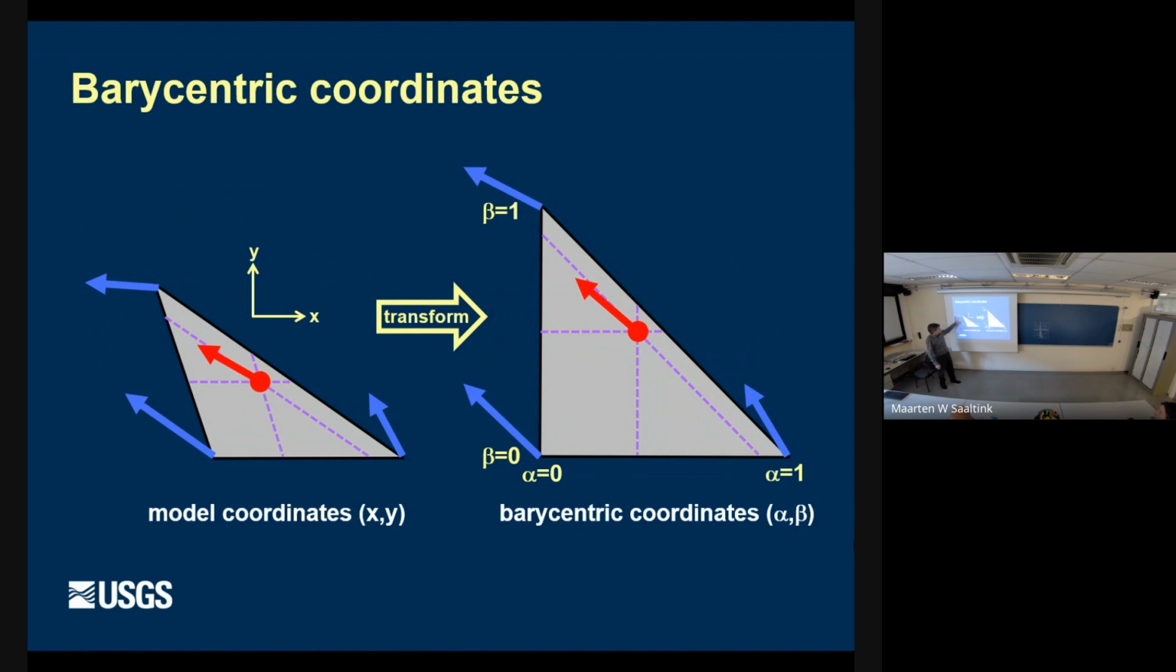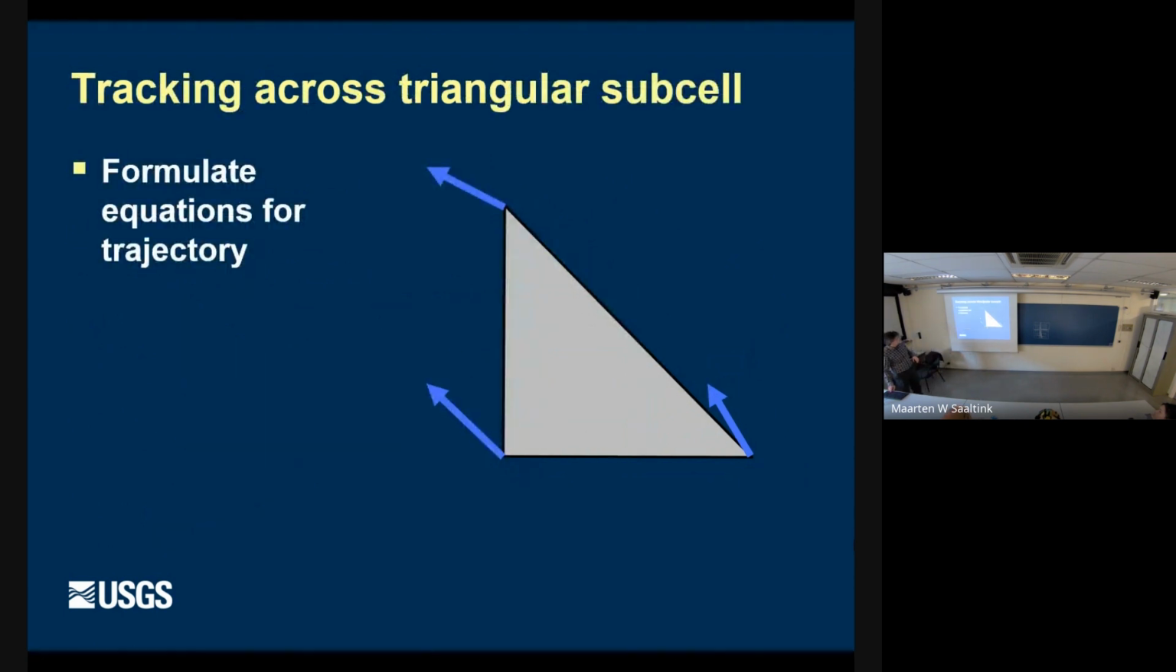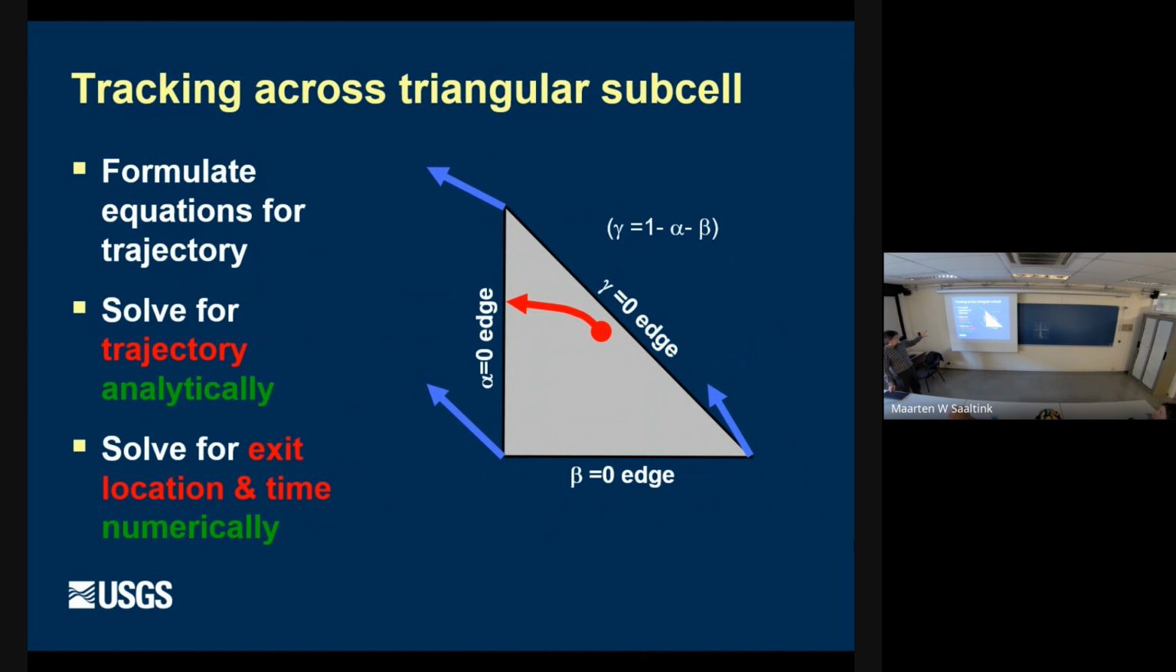So we transform this into what we call barycentric coordinates. It's basically a skewed coordinate system. You know, this is one axis, that's the other axis, and we skew it so that this is a right triangle. Right, so some Jacobian does that transformation. And now we need to formulate the equations of the trajectory so that we can solve it and we know what the particle's doing. So we're going to solve for the trajectory analytically and then solve for the exit location and time numerically. That's going to be our strategy.